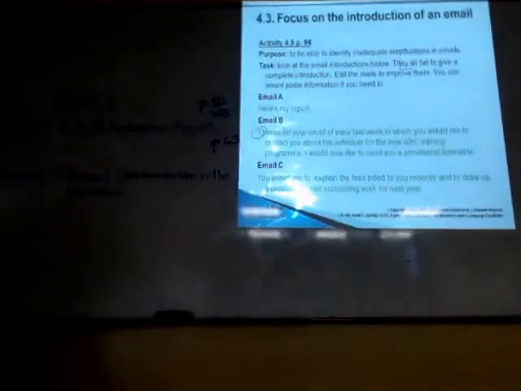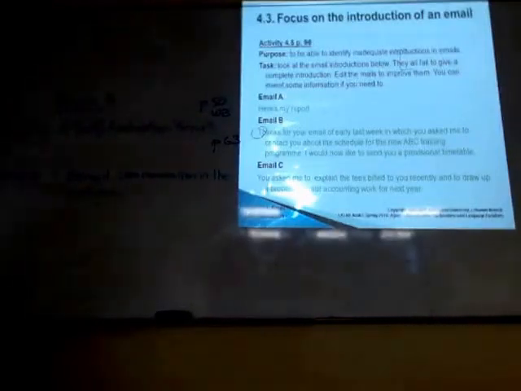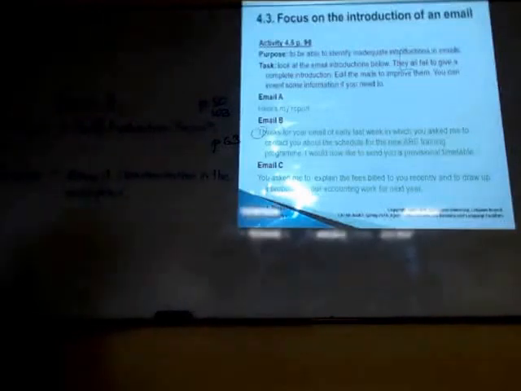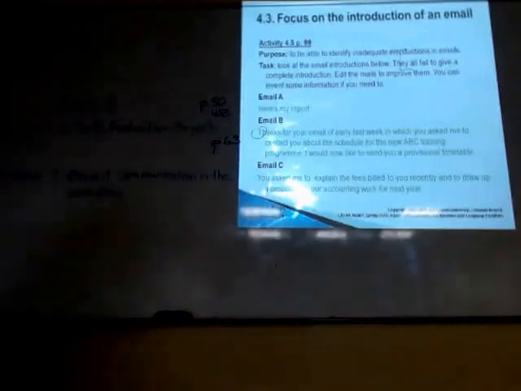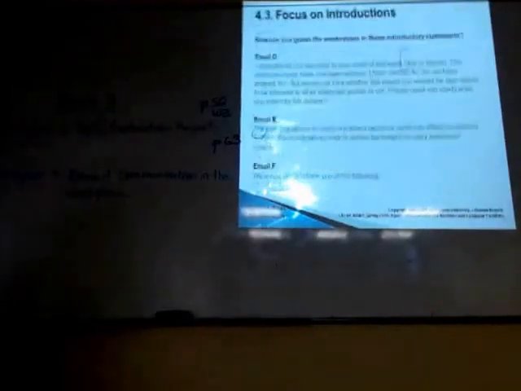C. You asked me to explain the fees billed to you recently and to draw up a proposal for our accounting work for next year. I didn't mention what... No previous contact, very good. No previous contact. What bills? When did I ask you for the bills? Right? I said you asked me to explain the fees. When did I ask you? You can say, reference to our previous email. As you asked me in the meeting 2 days ago, right? On the telephone, where did we talk about this? Right? And you have the answers already written.